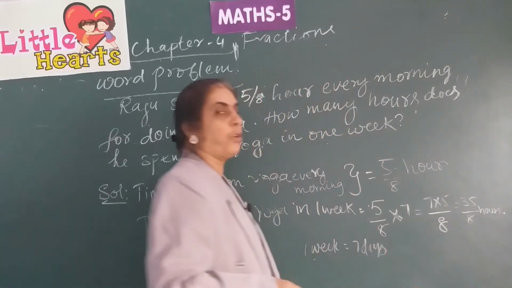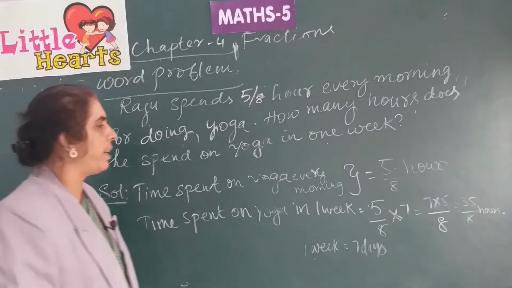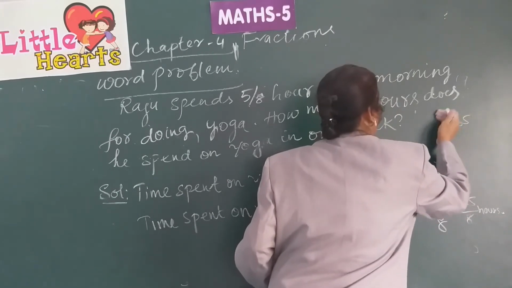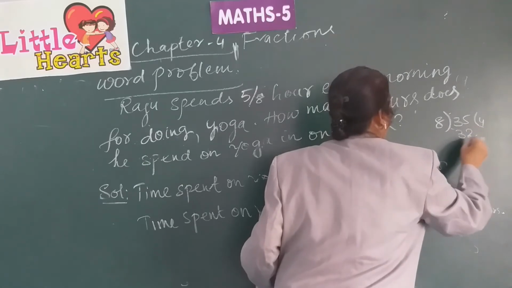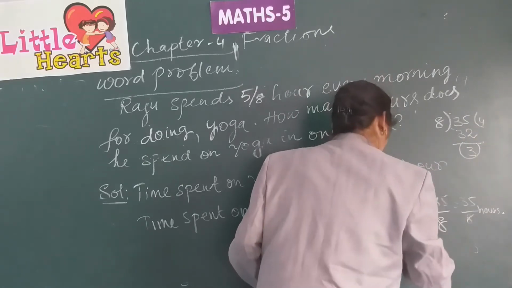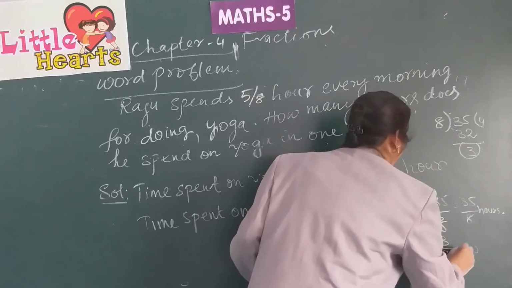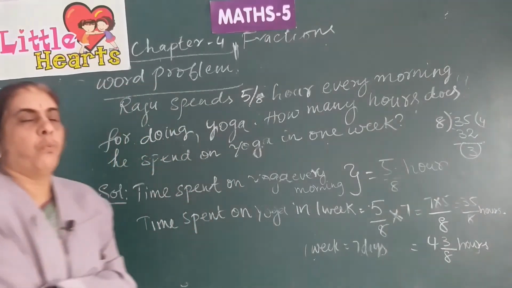So time spent on yoga in 1 week is 35/8 hours, and change it into a mixed fraction. 8 4s are 32, remainder 3. So 4 3/8 hours he spent on yoga in 1 week.